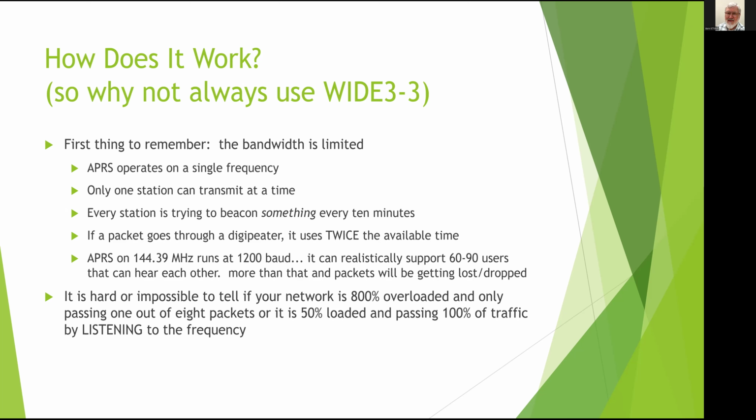Remember, every station is trying to beacon something every 10 minutes. If that packet goes through a digipeater, it's using the frequency twice. Because the digipeater receives it, and then the digipeater retransmits it on the same frequency. Okay. There are some techniques that are used where in a very busy environment, you might set up your digipeaters to receive on a different frequency than the one they transmit on, like a regular repeater does, which can ease up some of that bandwidth restriction. But there are physical limits as to how much information you can push across that single frequency.